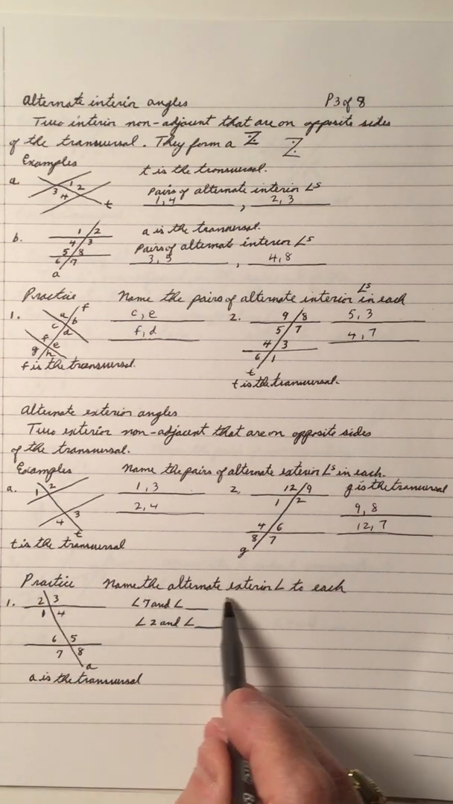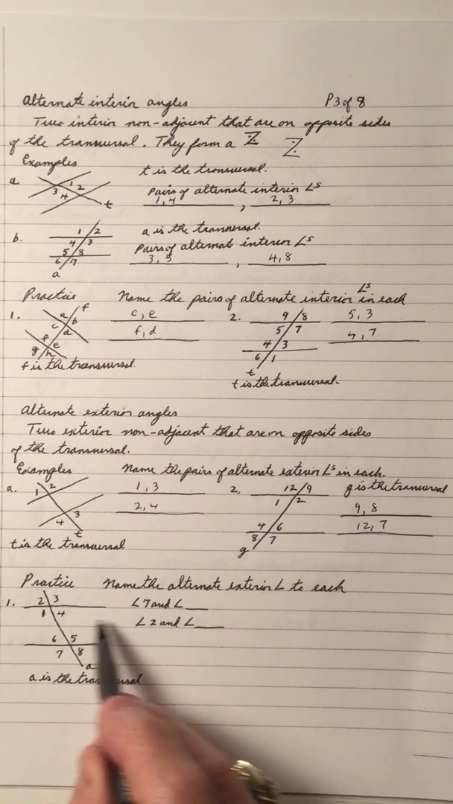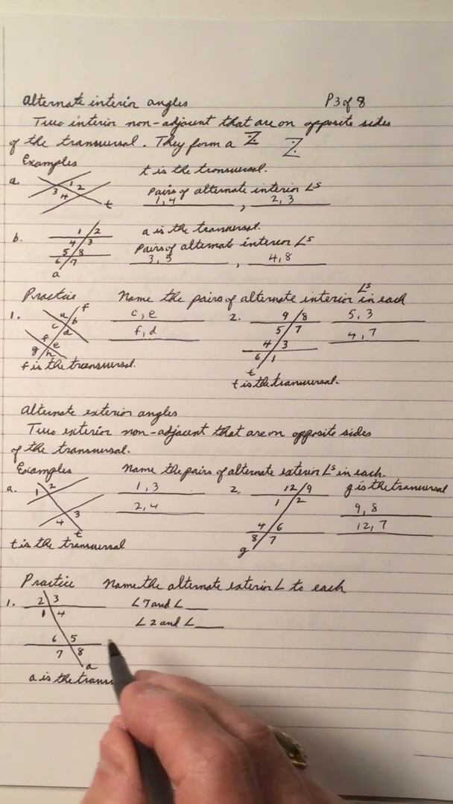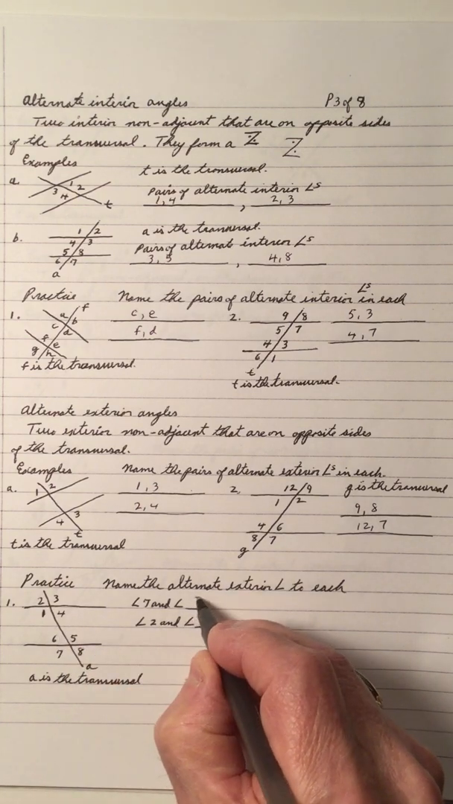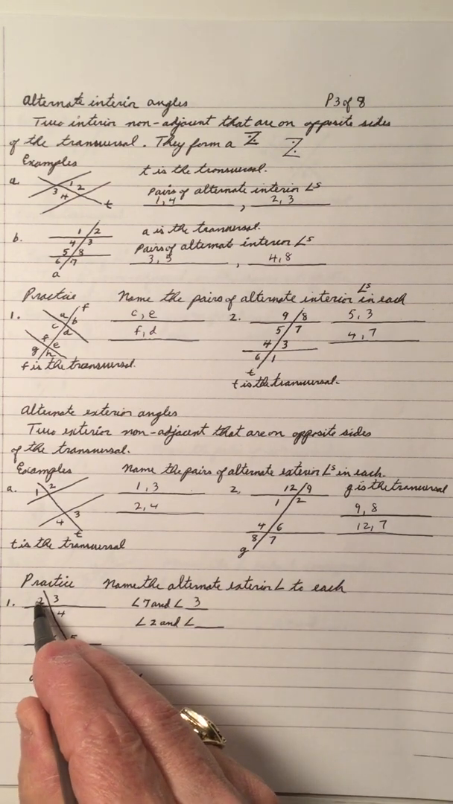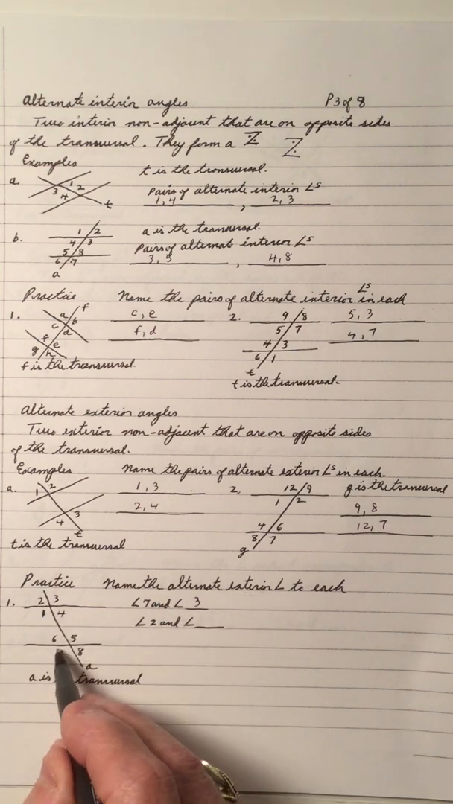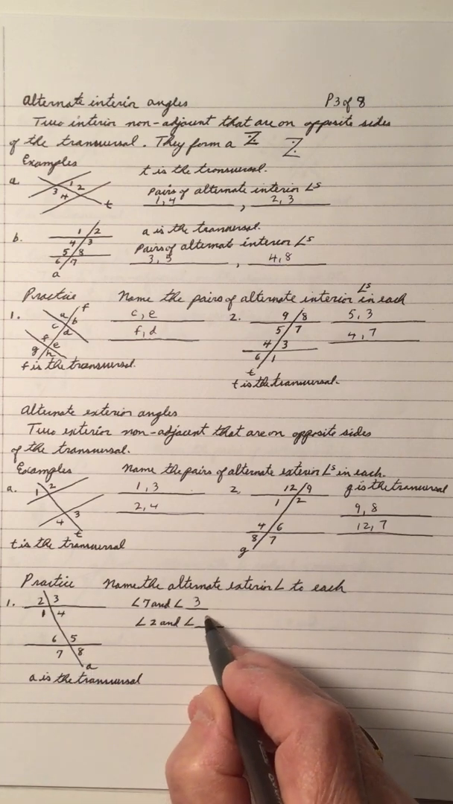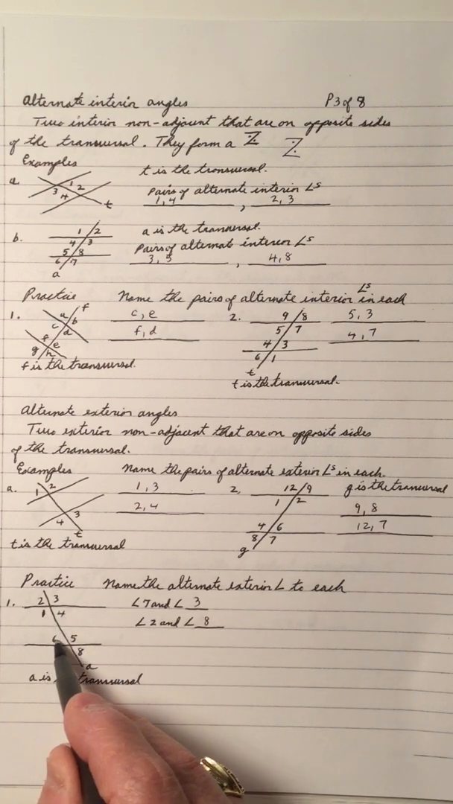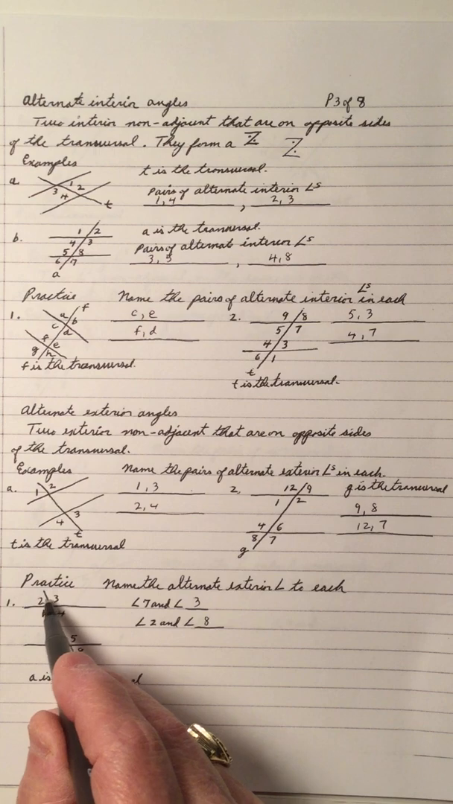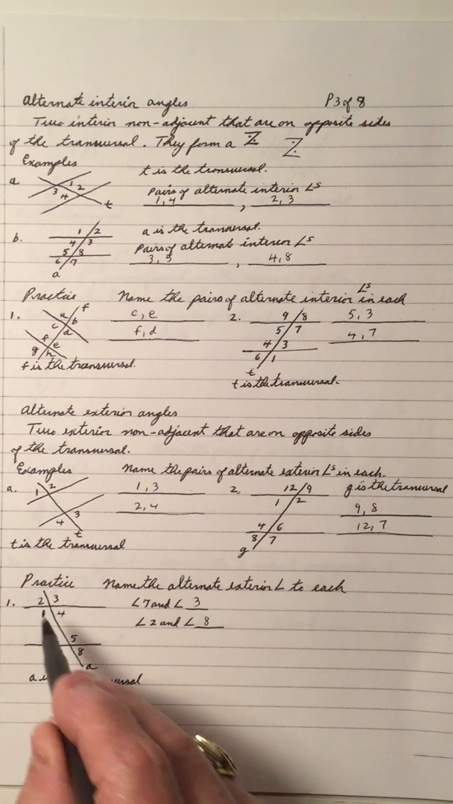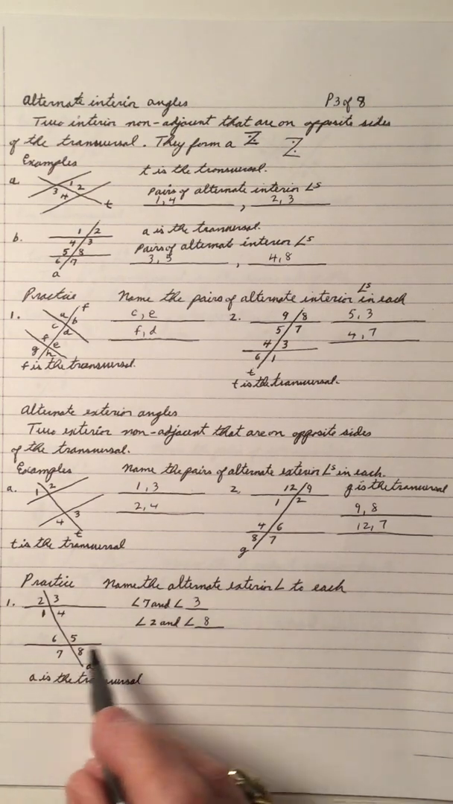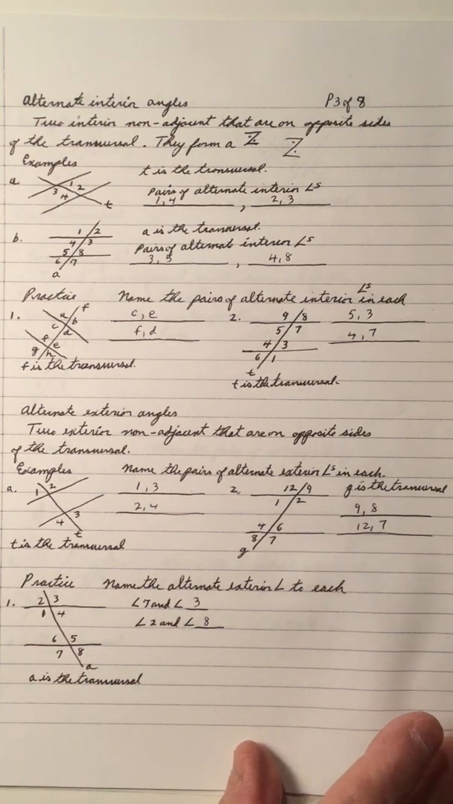Practice. Name the alternate interior angles in this set. A is a transversal. Therefore, the alternate interior angle to 7 is 3. The alternate exterior angle to 7 is 3. Alternate exterior to 2 is 8. Again, repeat. These are the interior angles. 2, 3, 7, and 8 are exterior. Alternate exterior angles move across the transversal. Let's continue.